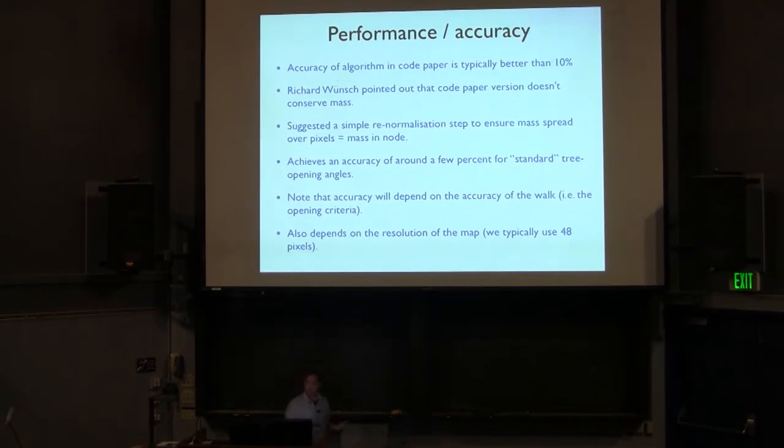The accuracy is obviously going to depend on the type of tree walk. If you did a very, very crude tree walk, you will get lower accuracy, although obviously it will be faster using fewer nodes. And it depends somewhat on the resolution of the pixelation map in which you're trying to store the information. If small scale features are important, if clumping is important in the medium, for example, and you can't pick it up with the 48 pixels, then you would need something better. So for certain applications, for example photoionization, it might not be so useful. We need to check and see how that works.